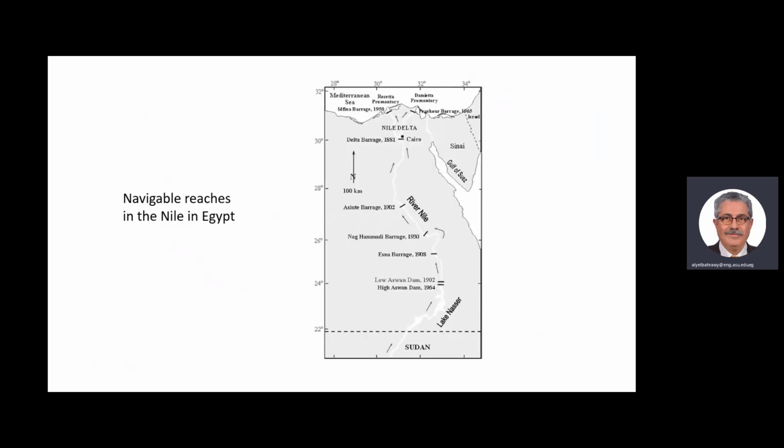The River Nile itself has different reaches divided by the major barrages, starting from High Aswan Dam, going through Esna Barrage, Naga Hammadi Barrage, Asyut Barrage, Delta Barrage, and for the two branches, Damietta and Rosetta.